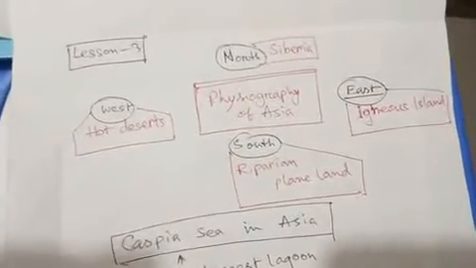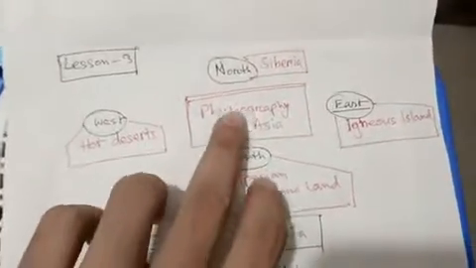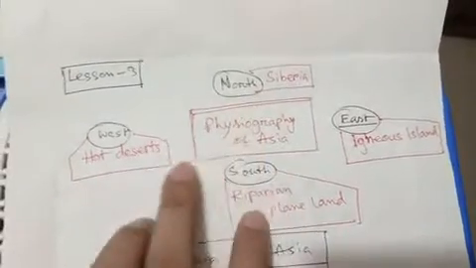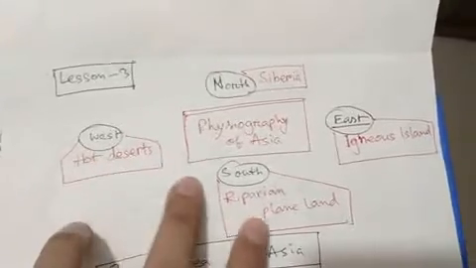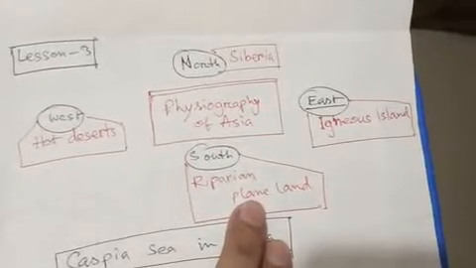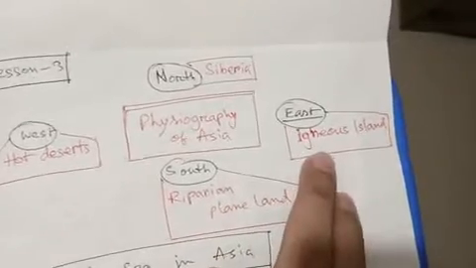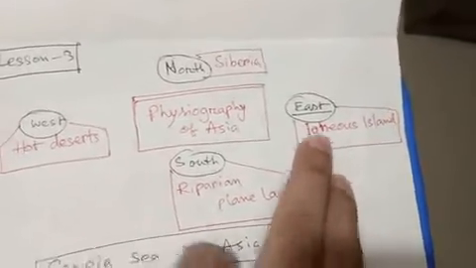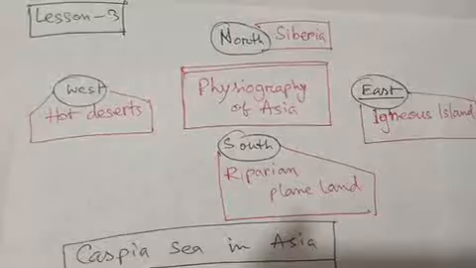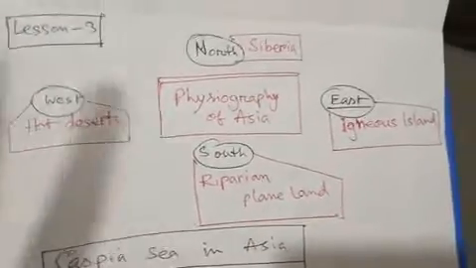There are ice covered areas, called Siberia, to the north, hot deserts to the west, riparian plainland to the south and southeast direction, and igneous islands to the east. This is all about the physiography of Asia. Physiography means bhuprakriti.